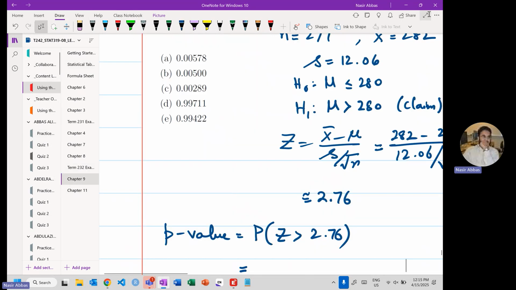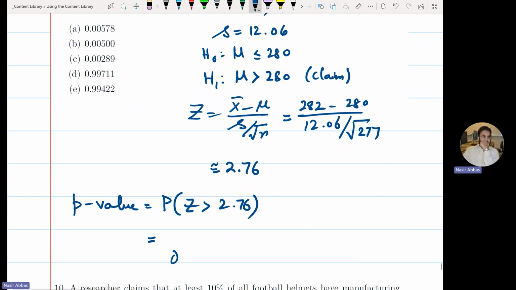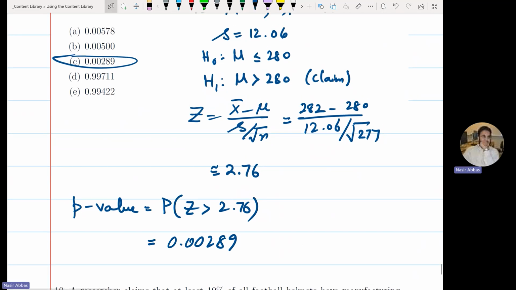0.00289. So the answer is 0.00. Is it there? Yes. 0.00289, which corresponds to option C. Any question?